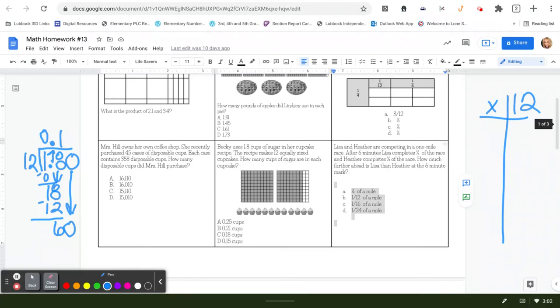Now the bank has $60. Can we get our money? Yeah, 5 times. 5 times 12 is 60, and now the bank is empty. D.